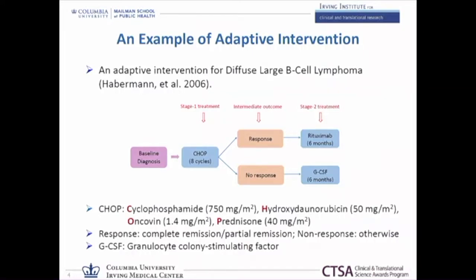This is one adaptive intervention, and the intervention can be recommended to all patients with newly diagnosed diffuse large B-cell lymphoma. A patient under this adaptive intervention in clinical practice can possibly receive 2 treatment sequences. One is CHOP, response, rituximab, and the other is CHOP, no response, GCSF. Specifically, which treatment sequence a patient will follow in practice depends on the value of the intermediate response observed on this patient.